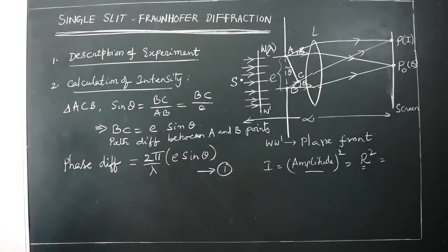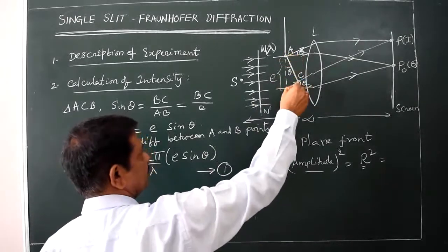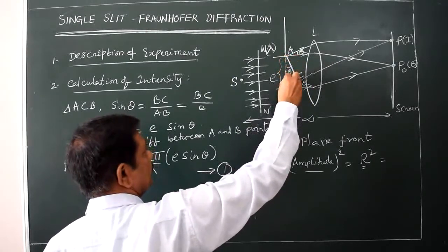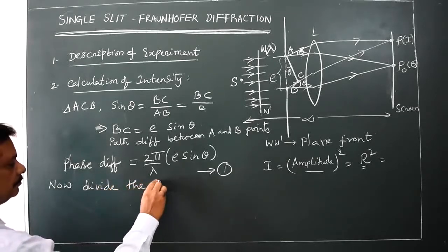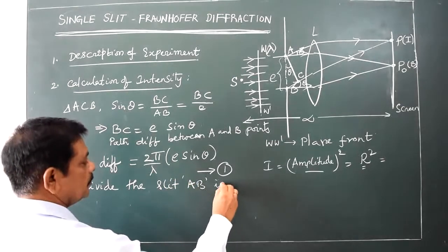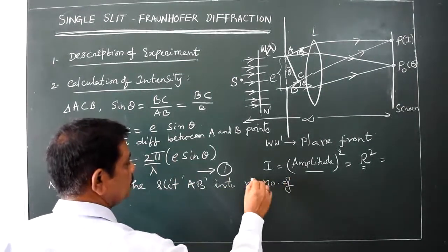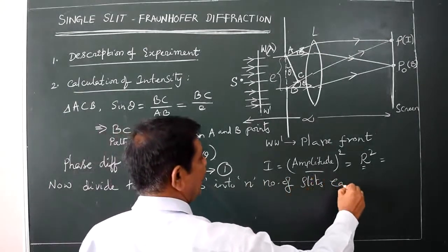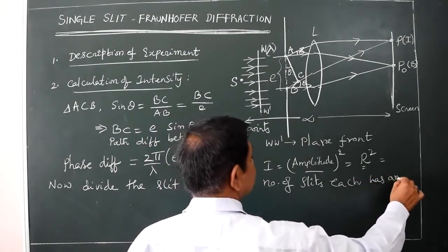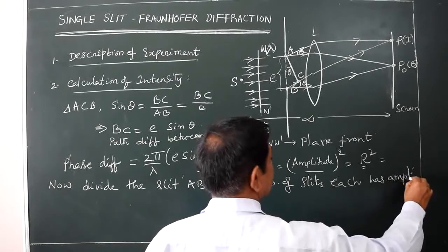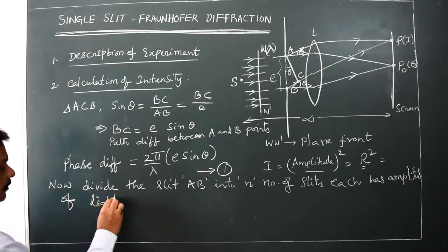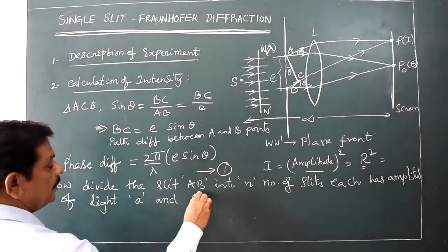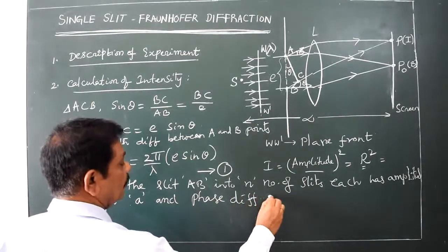You want to calculate the net amplitude at the point P. We cannot calculate it directly from these two rays, so we divide the given slit AB into n number of slits, each having an amplitude of light small a and a phase difference of small d.